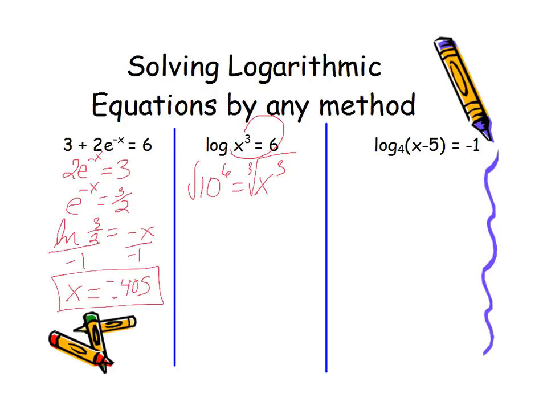I'm just going to do the cube root of both sides. That'll isolate my x. When I take the cube root of 10 to the 6th, I get 10 squared. X is 100.